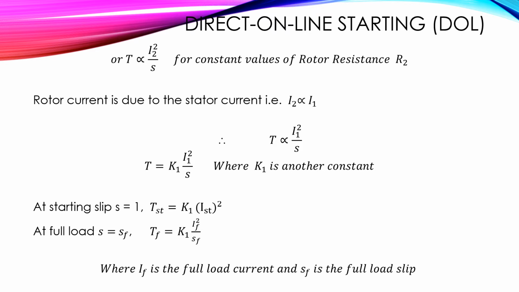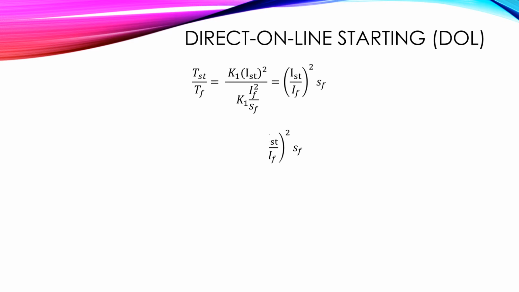Therefore, at starting, slip S is equal to 1, and the starting torque is equal to K1 Ist whole square. At full load, the slip can be represented as Sf. Therefore, the full load torque Tf is equal to K1 If square by Sf, where If is the full load current and Sf is the full load slip. So the ratio of the starting torque to the full load torque is the square of the ratio of starting current to the full load current multiplied by the full load slip. Therefore, the starting torque is equal to the full load torque multiplied by the square of the ratio of starting current to the full load current multiplied by the full load slip.